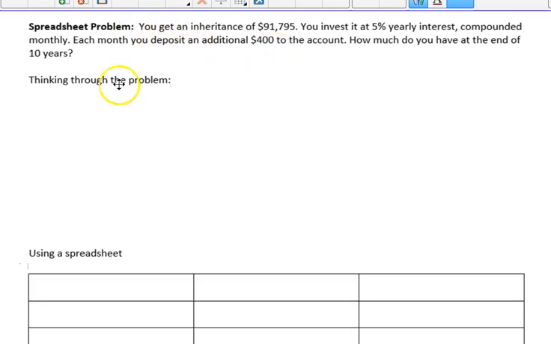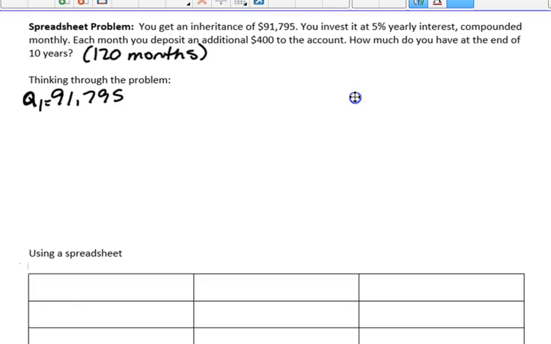How much do you have at the end of 10 years? Since we're compounding monthly and we're adding monthly to the account, that 10 years needs to be broken into months. So we're going to say that's at the end of 120 months. So that's what we're going to be looking at as far as our time period. So think about what's happening each month. So I'm starting with $91,795. So I'm going to call that my A sub 0 or whatever. Actually, I'll just call it A sub 1 for the sake of my spreadsheet here.